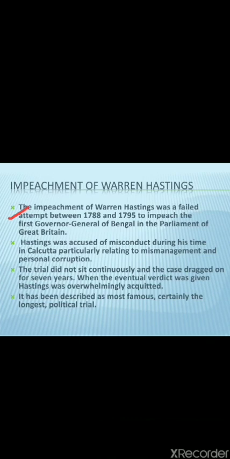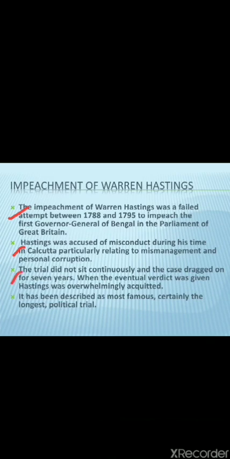The impeachment of Warren Hastings was a failed attempt between 1788 and 1795 to impeach the first Governor General of Bengal in the Parliament of Great Britain. So children, it was a failed attempt. Hastings was accused of misconduct during his time in Calcutta, particularly relating to mismanagement and personal corruption. So the charge that he was accused of is personal corruption and mismanagement.